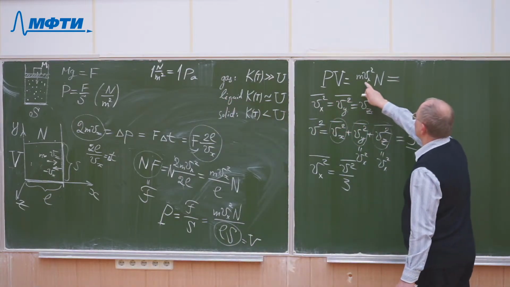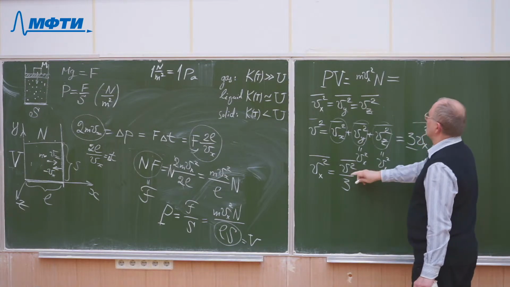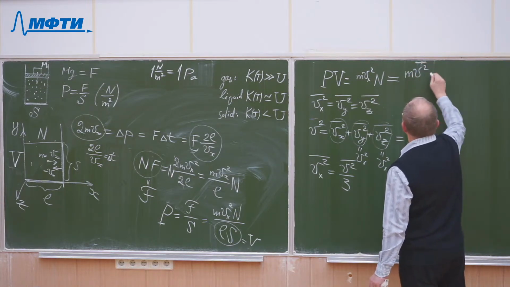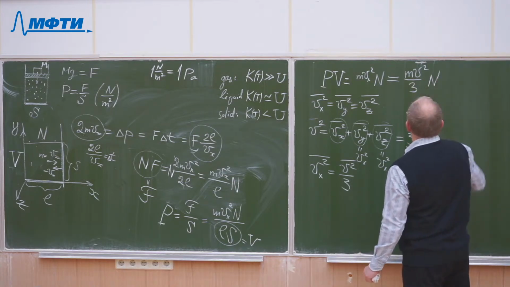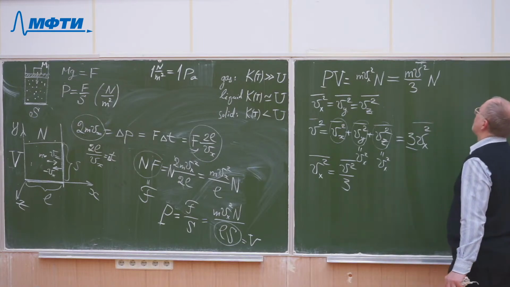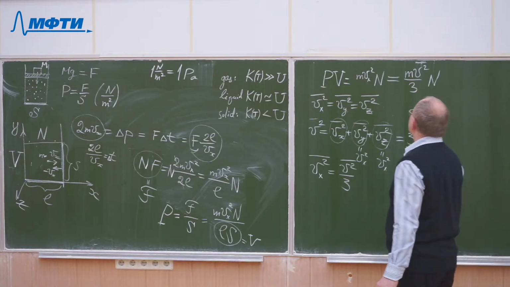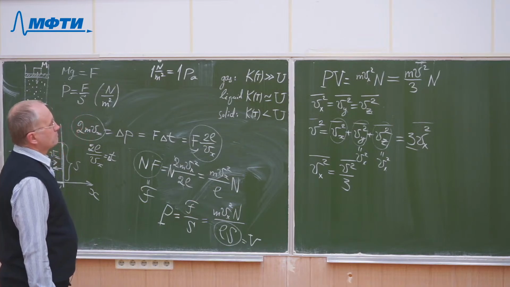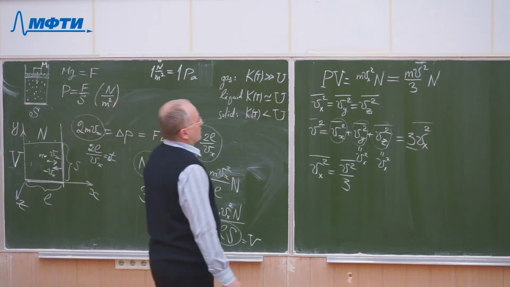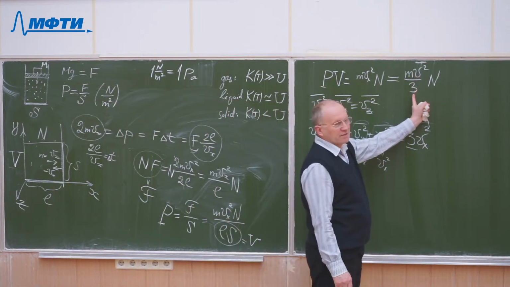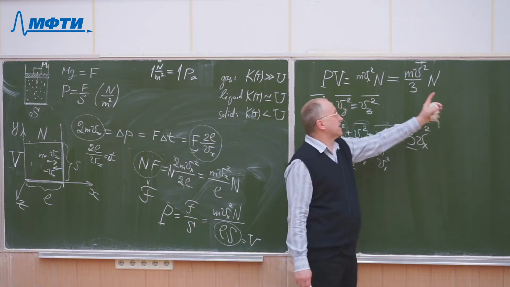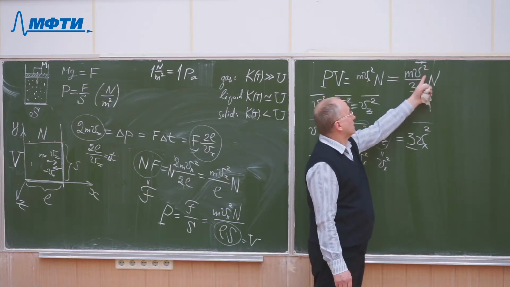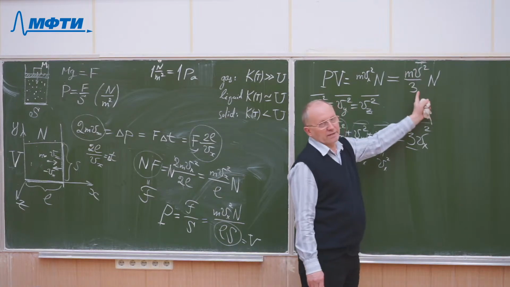So returning to our original formula, I may substitute the mean square velocity v squared for vx squared, and that will give me m v squared average over 3 and the number of molecules. We have here mv squared over 3. And you remember that the kinetic energy of a body is mv squared divided by 2. So this term is proportional to a kinetic energy.